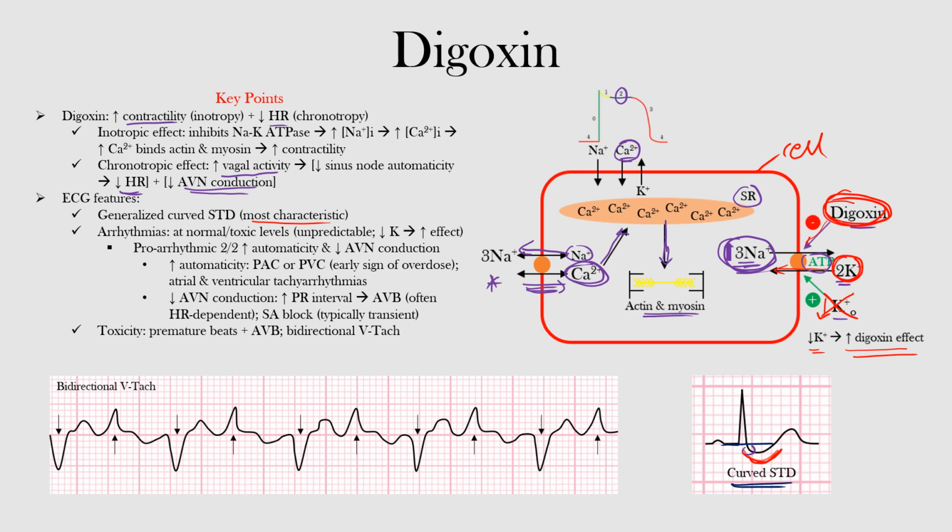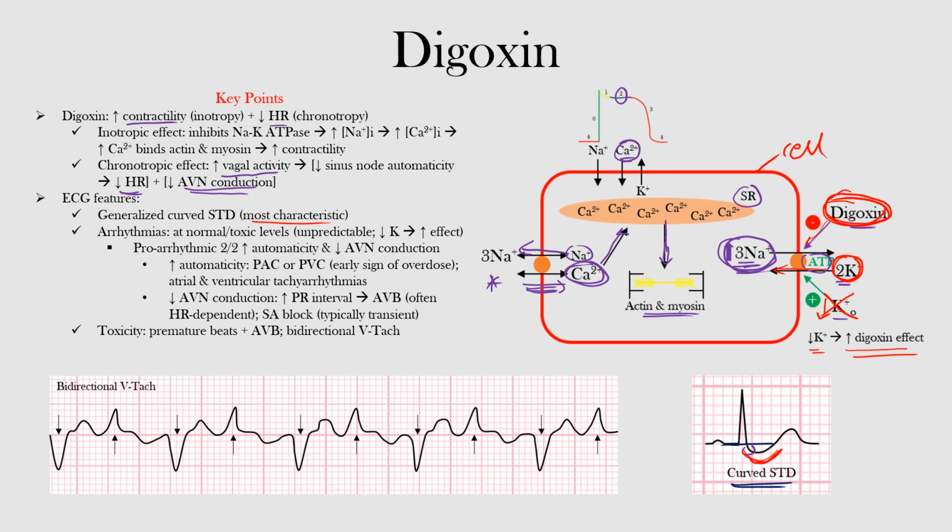Now, because digoxin can also reduce impulse conduction, it can lead to a prolongation of the PR interval. AV block may occur and is usually heart rate dependent. Sinoatrial block, which tends to be transient, can also occur. In general, when we look at digoxin toxicity, we'll usually see these extrasystoles or premature beats as well as various degrees of AV block. There's an interesting form of ventricular tachycardia that digoxin toxicity can cause called bidirectional ventricular tachycardia. With this arrhythmia, the electrical axis shifts from left to right with each beat.